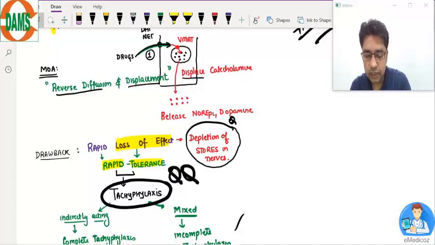Alpha 2A receptor leads to decrease release of norepinephrine. Decrease release from presynaptic nerves. It will decrease the release of norepinephrine. Yes, epinephrine in low dose has more beta 2 action, high dose has alpha action.